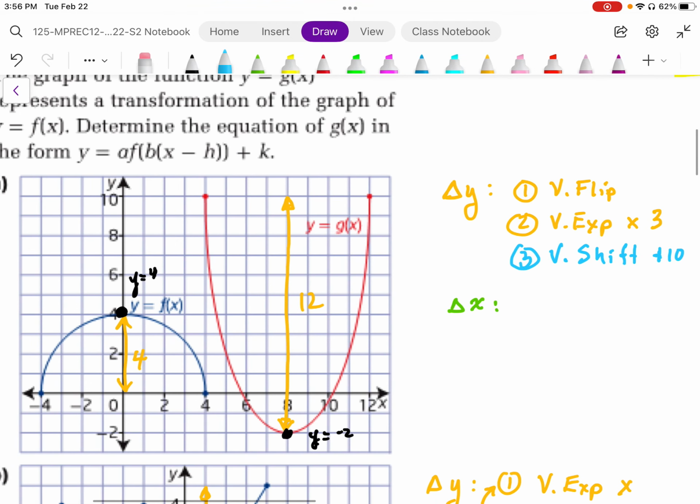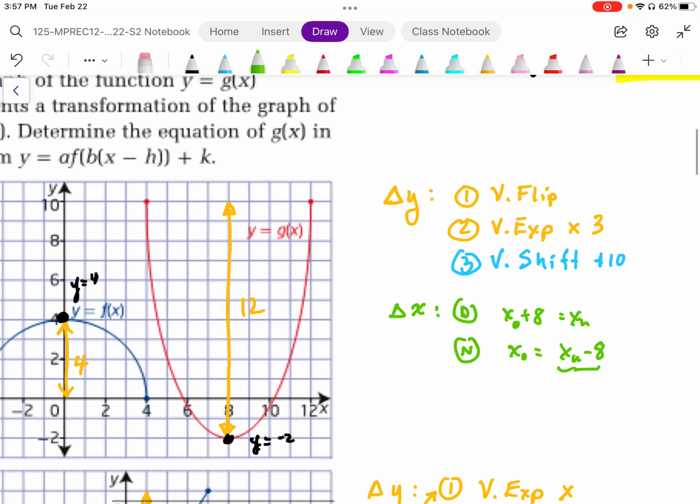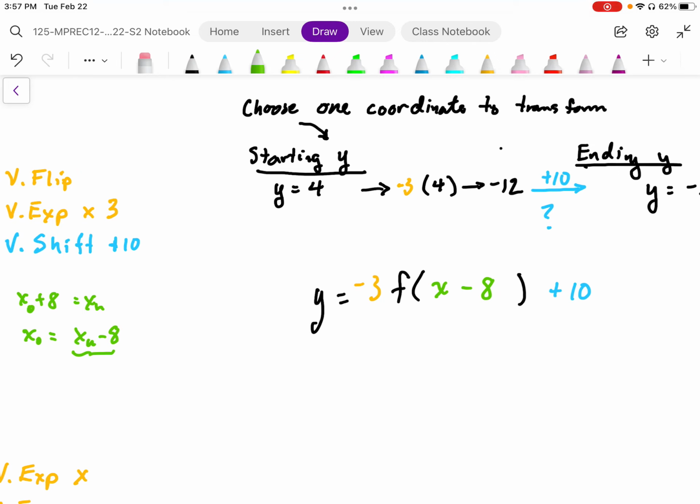The x in this case looks a lot easier, because for the x, I just need to start from 0 and end up at 8. My x transformation is going to be x plus 8 from old to new, and then I just need to do it backwards for my notation. So x is equal to x minus 8, and this represents my notation, and I'm just going to plug it into my function notation. So there it is. My f of x notation now looks like this: -3 f of x, and then inside is going to be x minus 8, and then +10 on the outside.